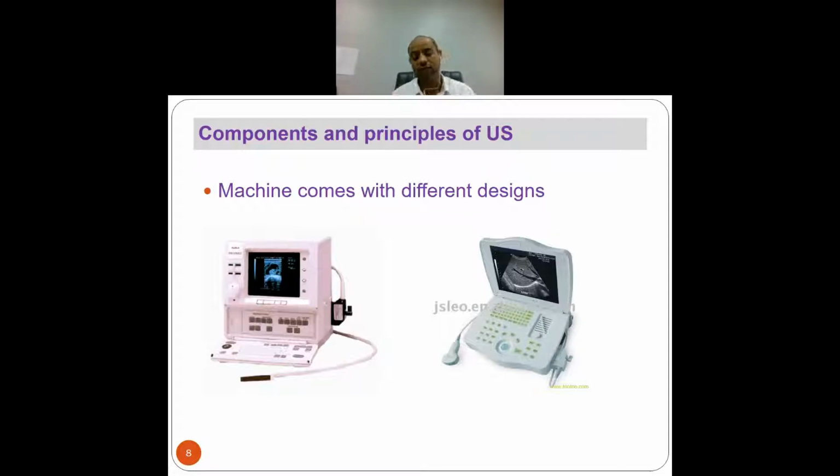And we have another one, the latest one from the Draminski. I think you have seen that during our practical session, which is of a very mobile type, very compact in design, and it can be easily carried into the field, which is very practical. So we have so many different designs, but the basic function and the way it's operated is more or less similar.